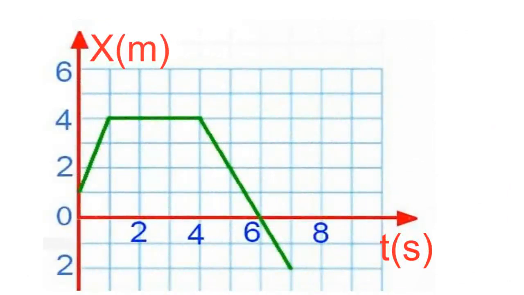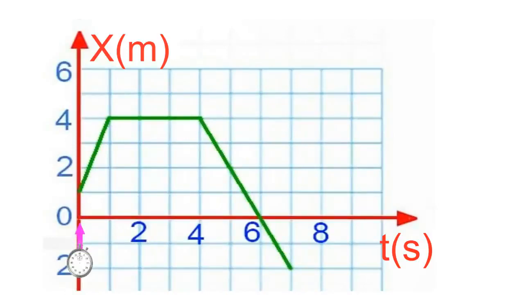The position-time graph of an object that moves in a straight line is shown below. A. What is the maximum distance of the moving object from the origin of coordinates? Answer. First we examine the whole movement.